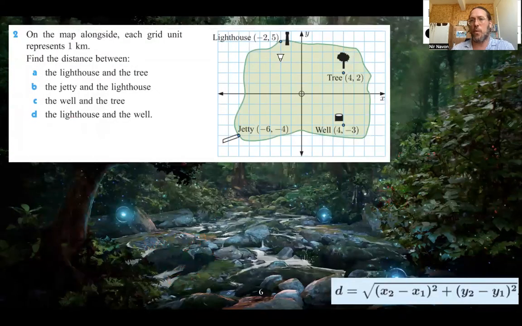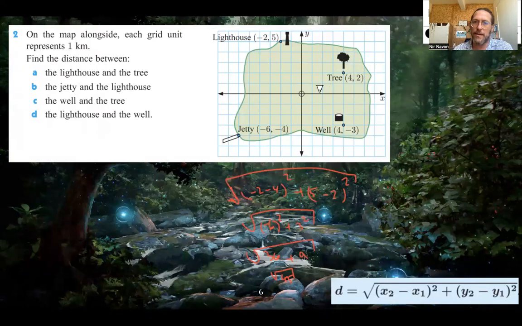Here we have a real life question. What's the distance between the lighthouse here and the tree? So we have those 2 points. That would be the square root of minus 2 minus 4 squared plus 5 minus 2 squared. Continuing, minus 6 squared plus 3 squared, 36 plus 9, so it's the root of 45.